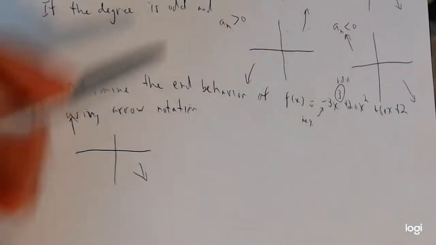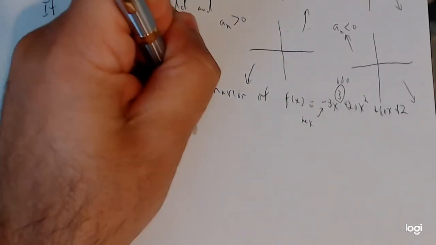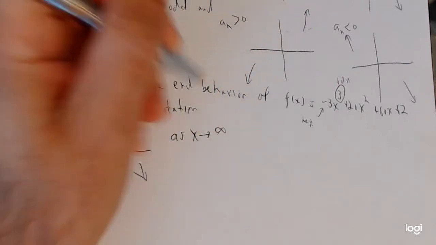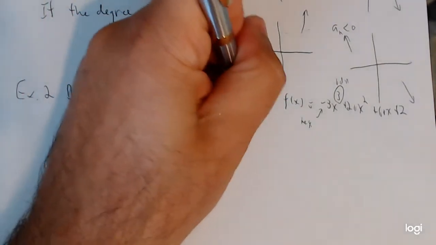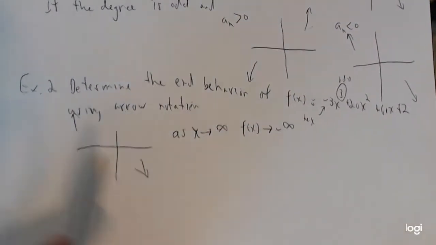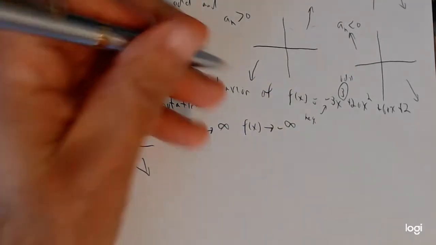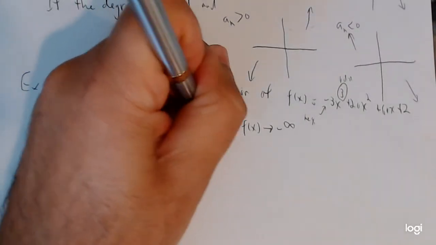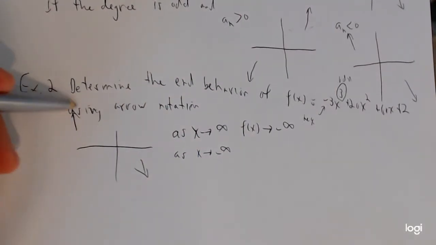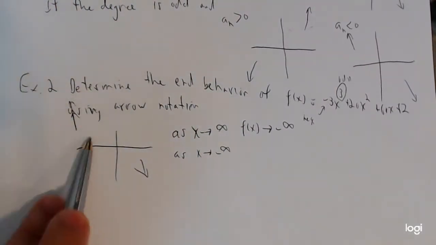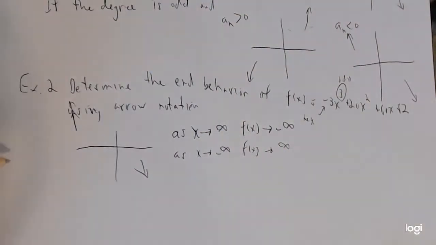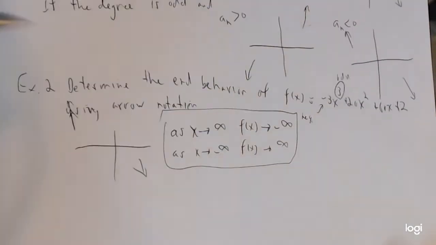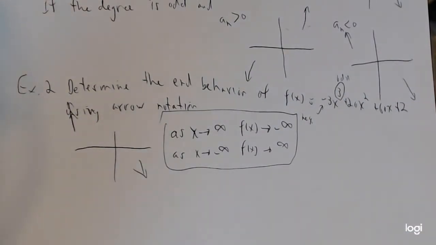So what do we notice? This is what arrow notation is. As x goes to infinity, what does that mean? As x gets really, really large, what do you notice the function does? F of x goes to negative infinity, which means it's going down forever. So then what happens as I move to the left? As x goes to negative infinity, what do we notice f of x does? F of x, or the y values, go up forever. So that's what they mean by end behavior using arrow notation.